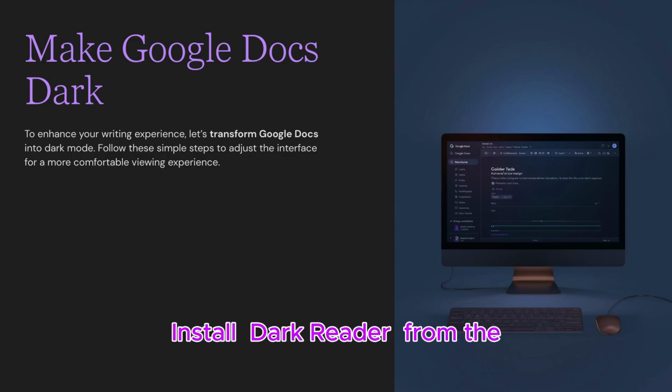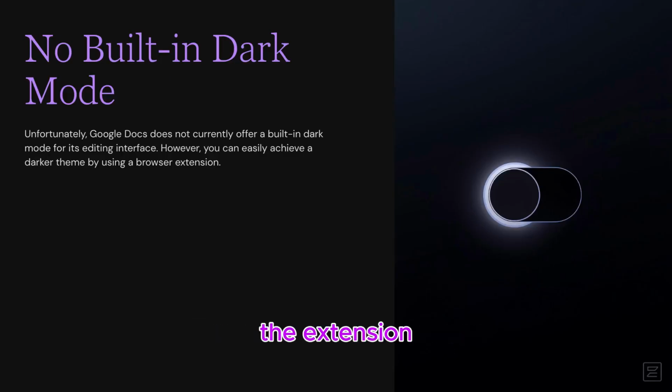Install Dark Reader from the Chrome Web Store. Open the extension and toggle it on. It will apply a dark theme to Google Docs and other websites.